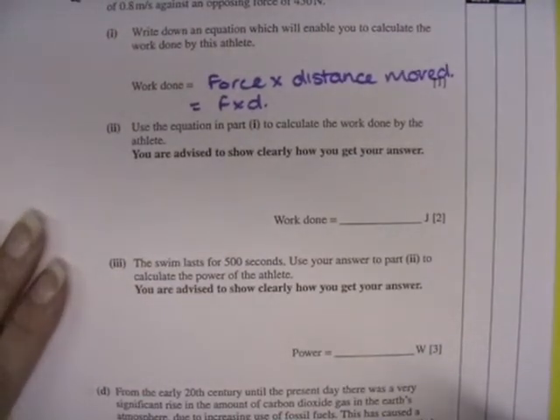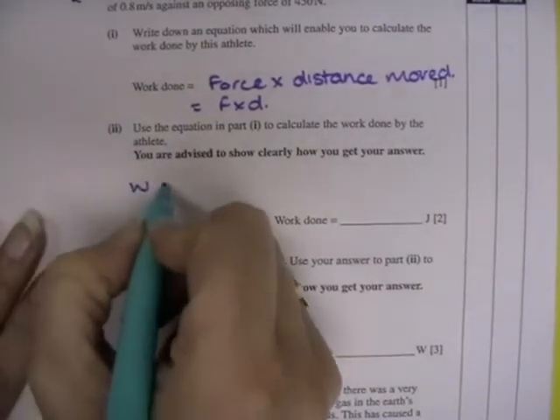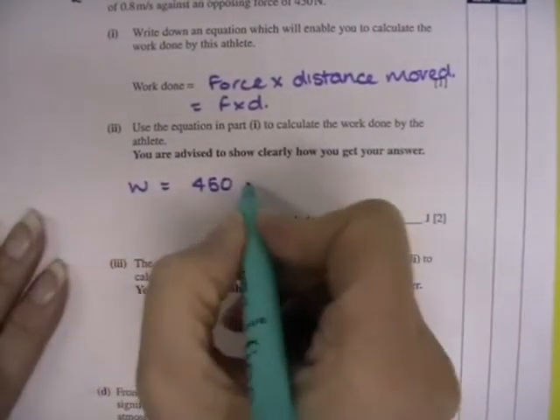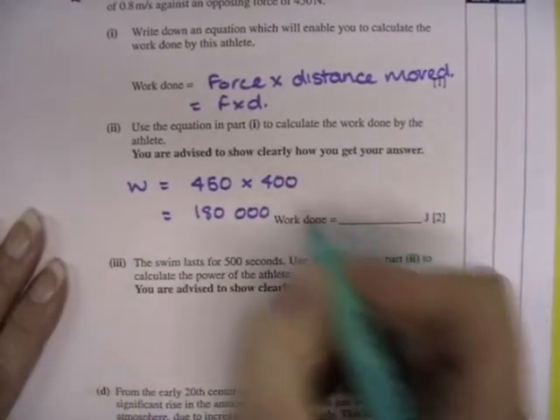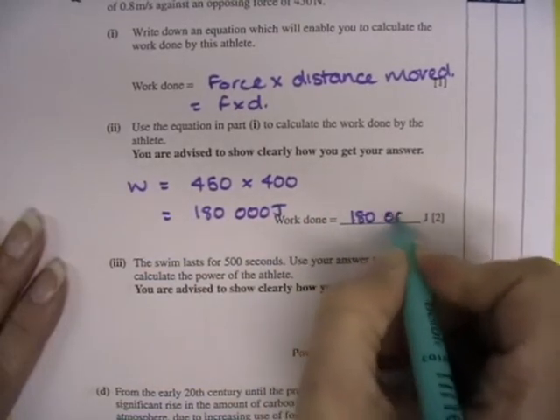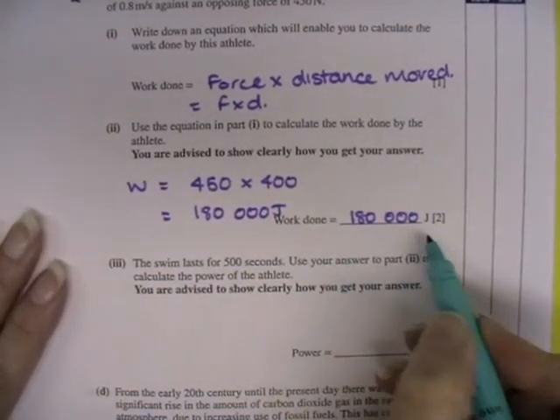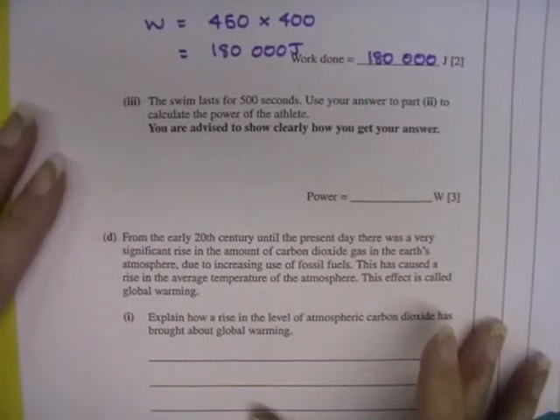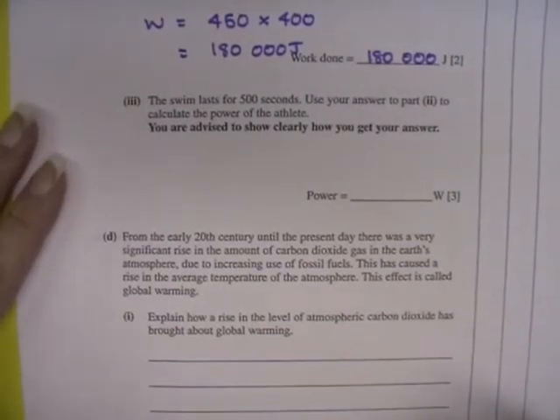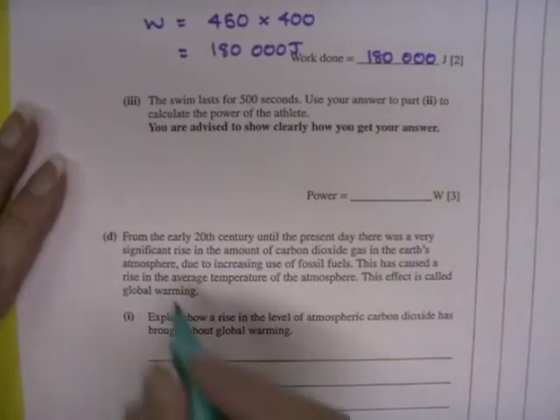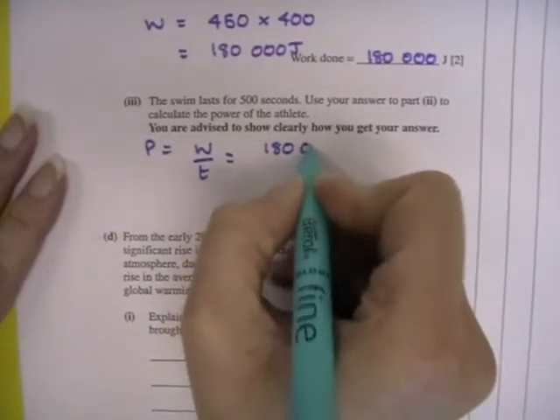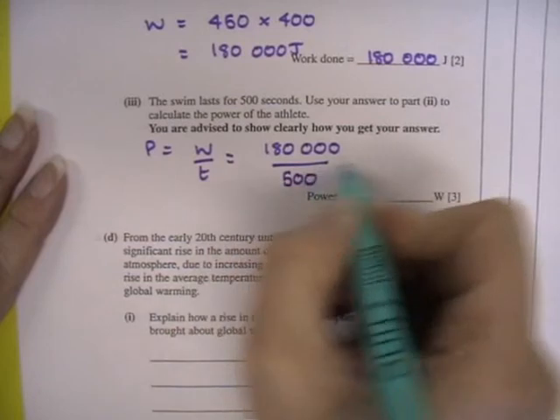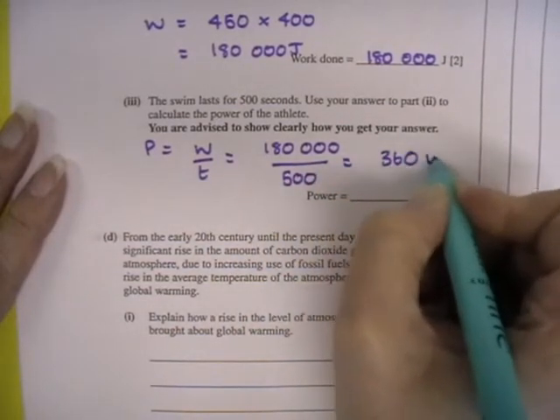Use the equation in part 1 to calculate the work done by the athlete. So work was a force of 450 newtons. She travelled a distance of 400 metres, so it's 180,000 joules. And always make a point of writing your answer into the correct place. The swim lasts for 500 seconds. Use your answer in part 2 to calculate the power. Well, power is work done over time taken. So it's 180,000 divided by the 500 seconds, which works out to be 360 watts.